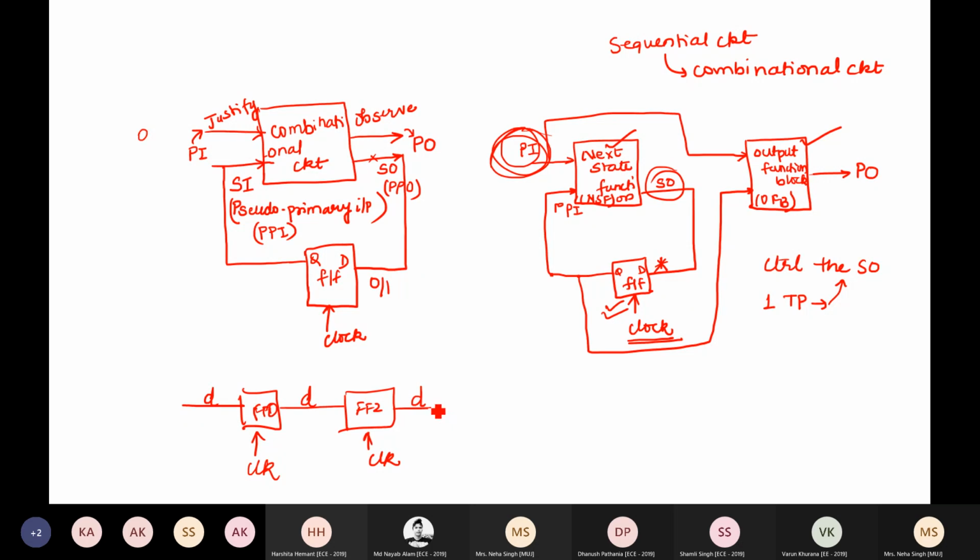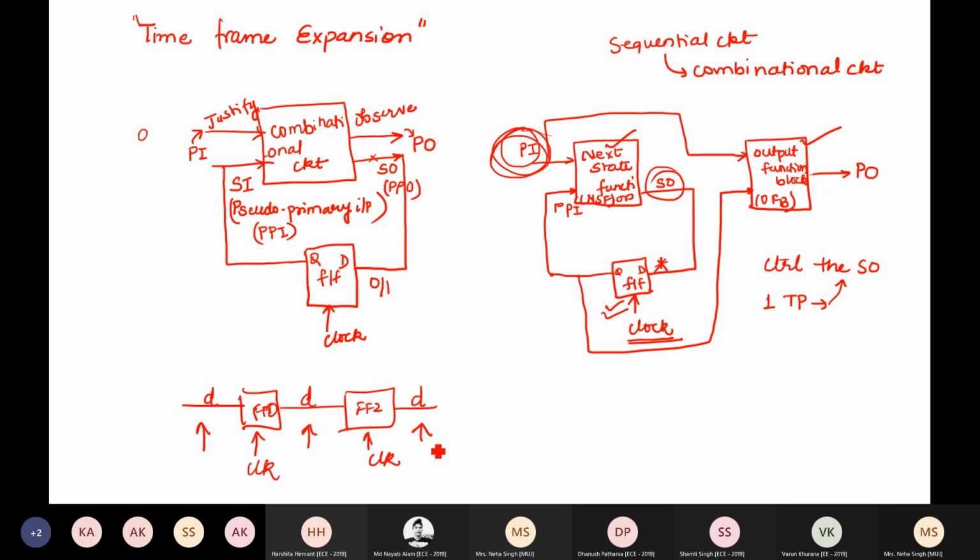So it means I need to specify more than 2 test patterns now. एक टेस्ट पैटर्न यहाँ के लिए, दूसरा टेस्ट पैटर्न यहाँ के लिए, तीसरा टेस्ट पैटर्न यहाँ के लिए. So as my number of flip-flops increase in the sequential circuit, the number of test patterns required to test the faults in the sequential circuit also increases. So this becomes more complex as compared to combinational circuit. We call this method time frame expansion, because we are expanding the time frame for testing the fault.